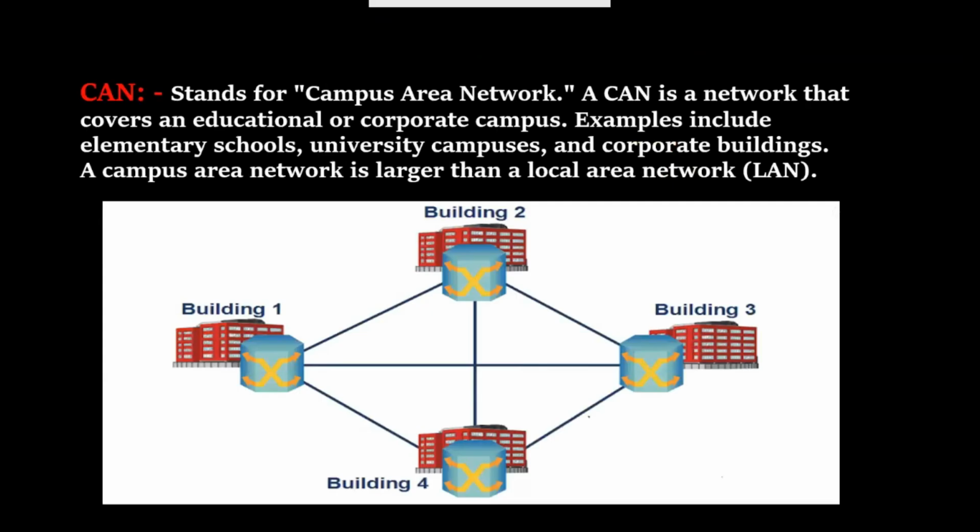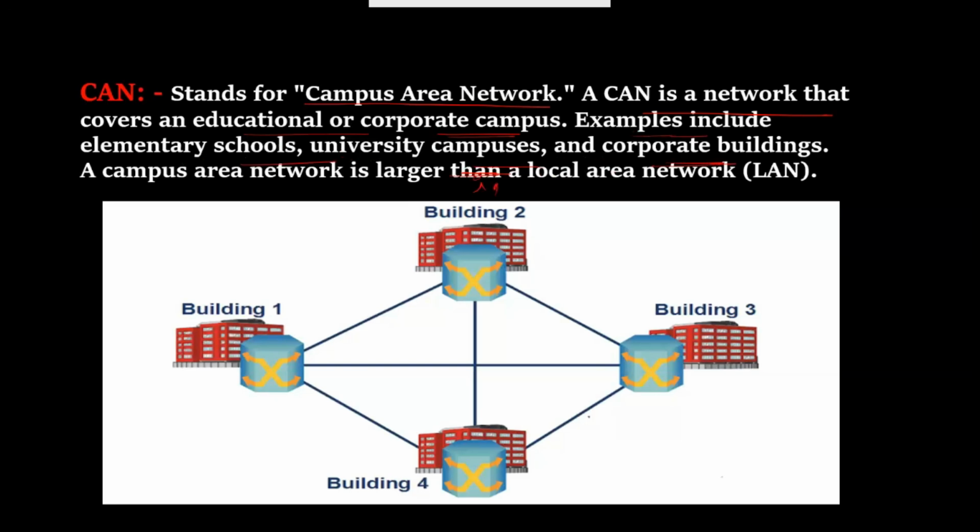After that, if we talk about the types of LAN, the first type of LAN is CAN. We can categorize LAN into two categories. One is CAN, campus area network. Campus area network means what? A CAN is a network that covers an educational or corporate campus, right? If you are creating a network for a corporate campus, or we can easily say it's a larger network in LAN. Examples include an elementary school, a university campus, and a corporate building.